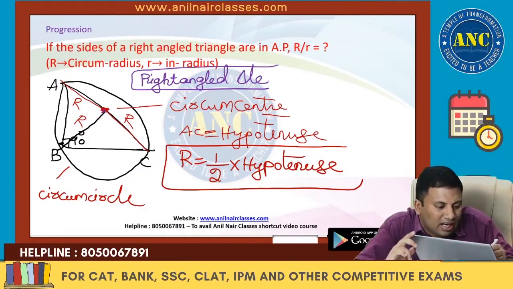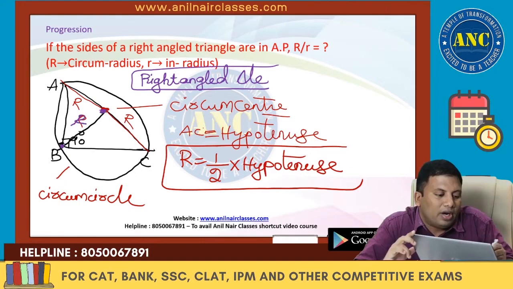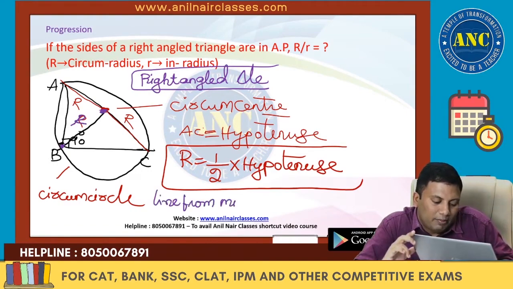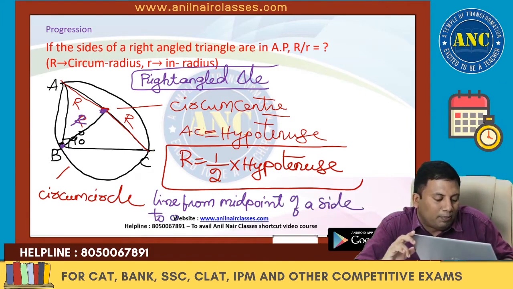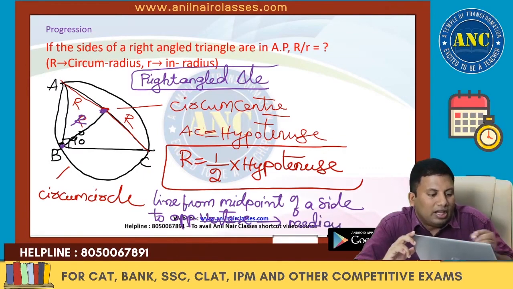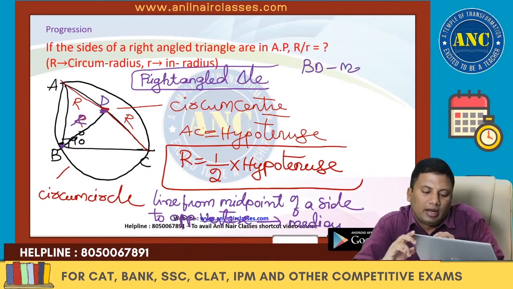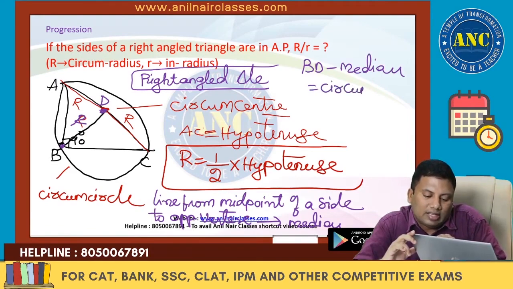Now, if you observe here, from here to here it is also R. This is the midpoint of a side. The line from the midpoint of a side to the opposite vertex is also called the median. If I call this point D, then BD is also the median. The median is also nothing but the circumradius.